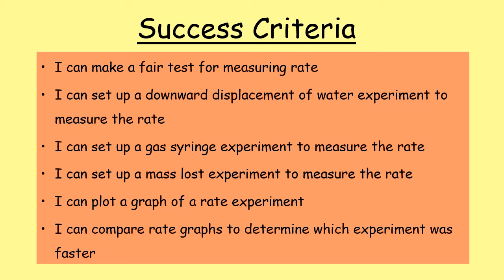You've learned what needs to be put on a graph for a rate experiment, making sure that time goes along the bottom on the x-axis and your measurement, whether that is mass or volume, on the y-axis. And then finally, you saw comparing rate graphs to determine which experiment was the fastest. Remember, the steeper the graph, so the graph that gets the tallest, is the fastest reaction.